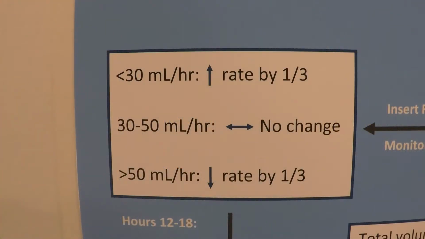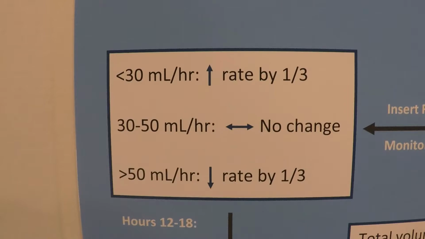If you're someone that's working in the ICU or on the step down, you have a patient that comes in, they probably will have gotten their initial boluses, and you'll be in the phase where you're monitoring them on an hourly basis to determine if the rate needs to be increased, decreased, or kept the same. This is all built into the titration order. If the urine output is less than 30 cc's per hour, you're going to increase the rate of the fluid by 1/3. If it's between 30 and 50 cc's per hour, you're going to keep it the same. And if it's greater than 50 cc's per hour, you're going to decrease it by 1/3.